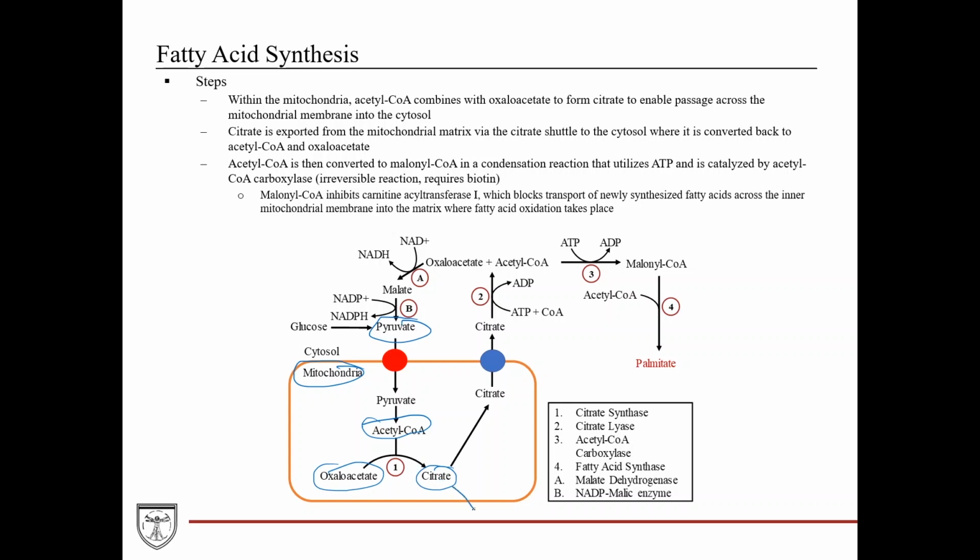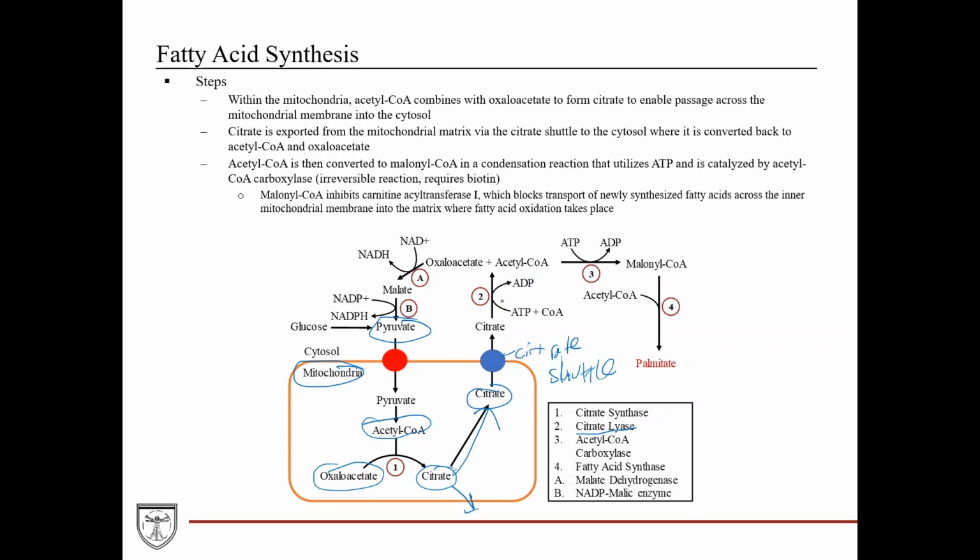So citrate can continue on through the citric acid cycle, but it also can go up here, where it can then be exported out of the mitochondria into the cytosol via the citrate shuttle, which would be represented here. So citrate gets exported out into the cytosol, and then it's converted back into acetyl-CoA and oxaloacetate by the enzyme citrate lyase. And so the purpose of that was to get acetyl-CoA back out of the mitochondria and into the cytosol where fatty acid synthesis occurs.